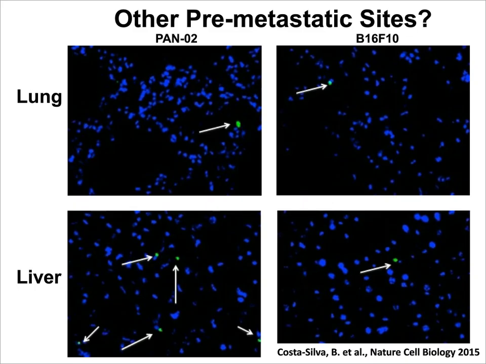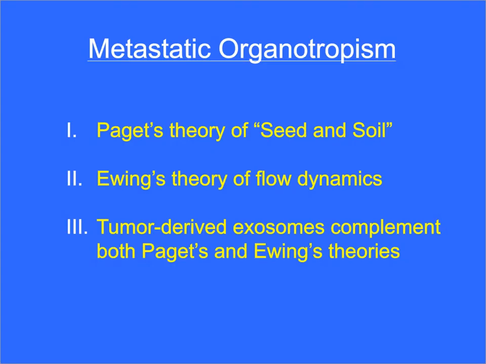So as you know, if we're going to talk about organotropism, there are several theories. One, the most famous, is Stephen Paget in 1889, who published his work in Lancet. And he said, we must study the seed in the soil. The cancer is the seed. The distant organs is the soil. But I would have to say very few people listened to him when it comes to the soil part.